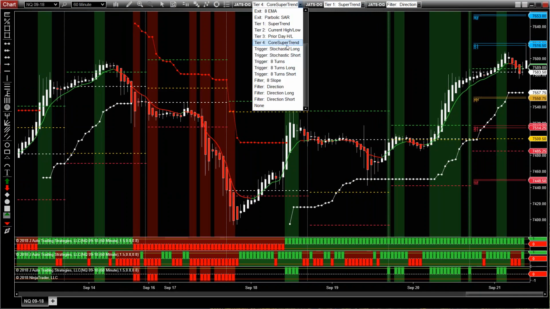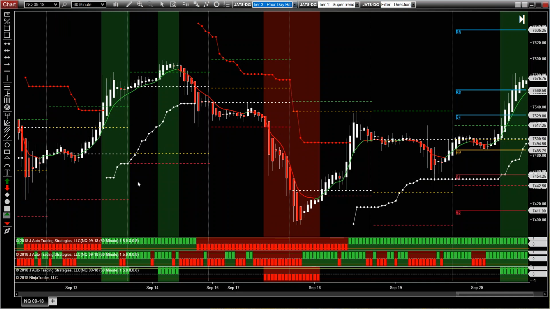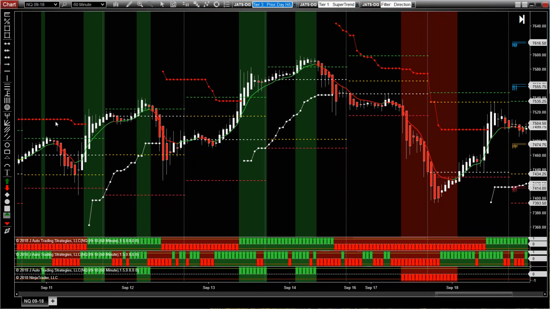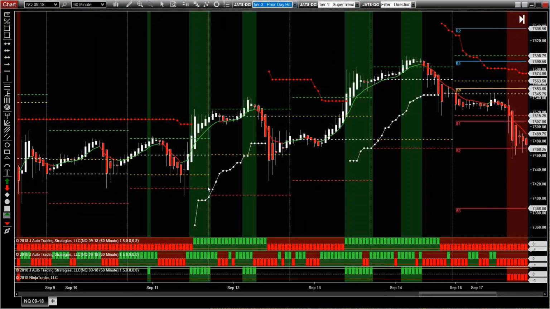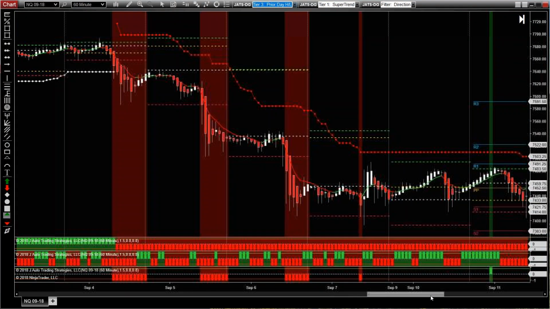If you only want to trade prior day high lows when they get broken, that's a good system also. You just sit out when it's ranging inside the prior day high low and just start trading when it's above or below a prior day high low. And this system would be good. This template is good. It's set up for you to do that.